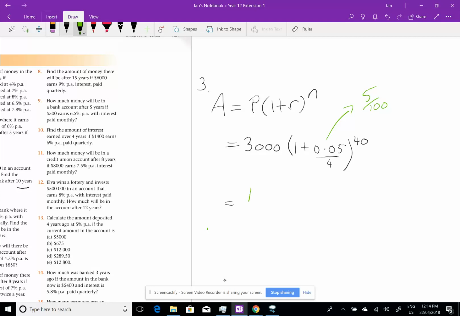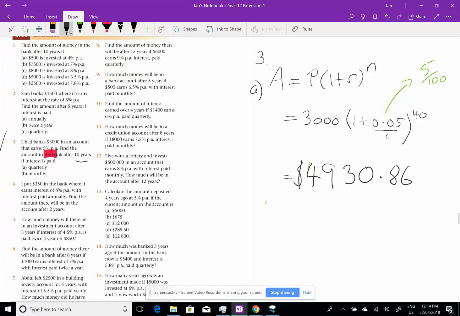which gives me $4,930.86. Always go to the nearest cent, please. Don't round off to the 5. And that's the answer. Pretty easy. That's 3A. Well, what did they do in 3B?